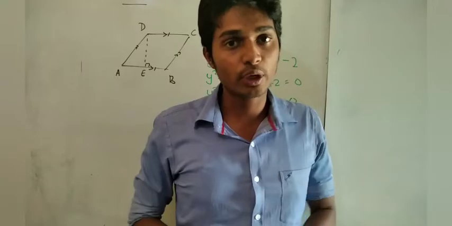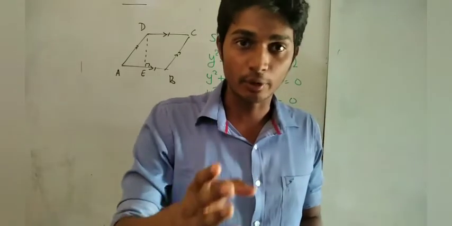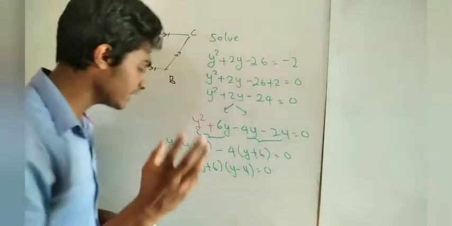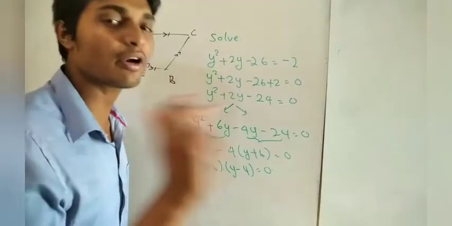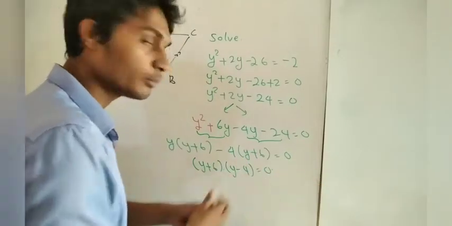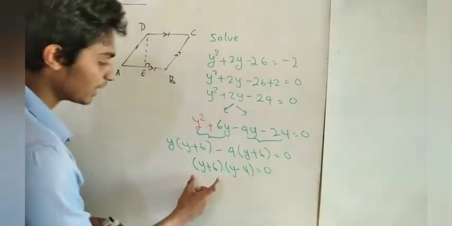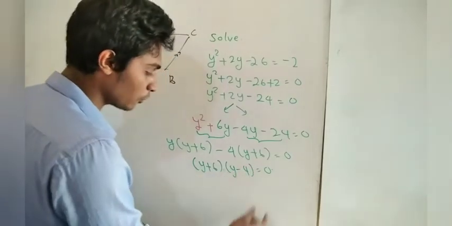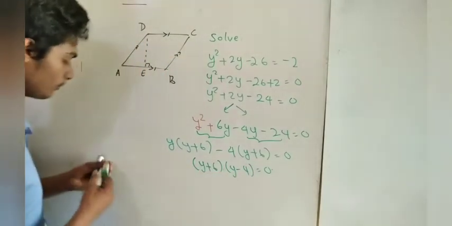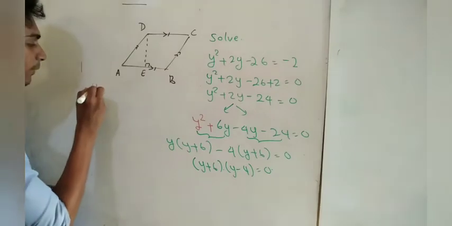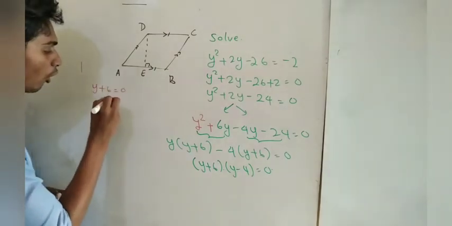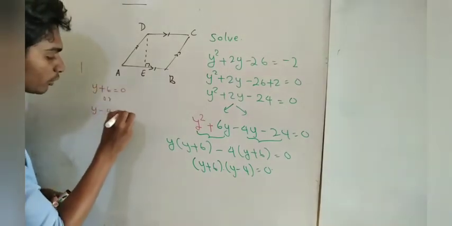Right? So you are getting what I am saying. Pause the video and think about it. When you think about this, you will understand that at least one of them should be 0 in order to get the answer 0 when you multiply. So you are multiplying y plus 6 into y minus 4. So either y plus 6 should be 0, or y minus 4 equal to 0.